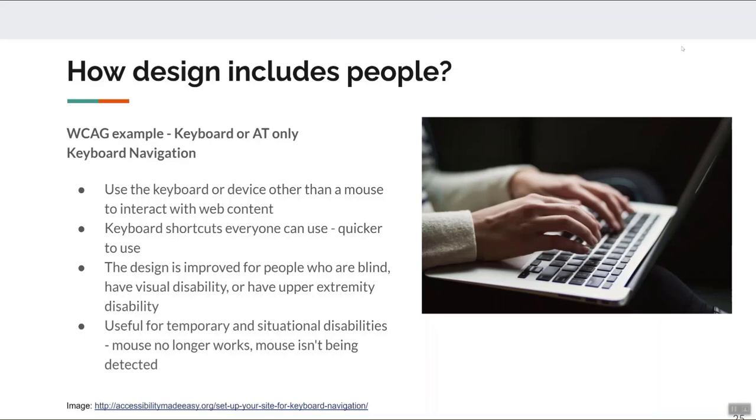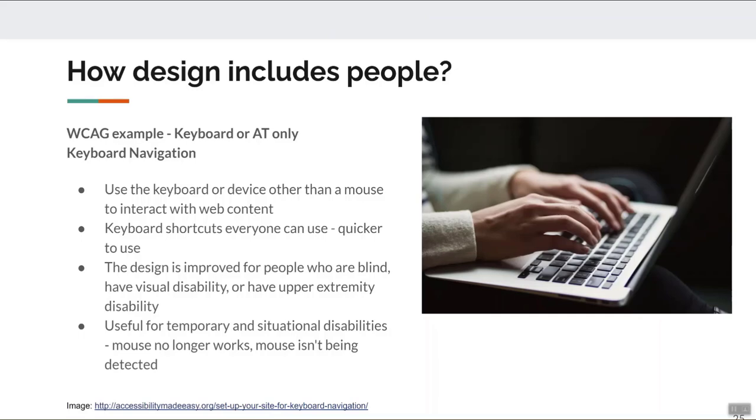You use your mouse to hover over a link and then click on it. But with the keyboard, you use the tab key to move to a particular link and then use the enter key as if you were clicking on that link so you can navigate to another page. The keyboard shortcuts like these, anyone can use, and some people find them quicker to use. We need to make sure that we're improving our designs for websites so that people who are blind, have visual disabilities, or have upper extremity disabilities are able to use our websites. So being able to use the keyboard is very important to them.